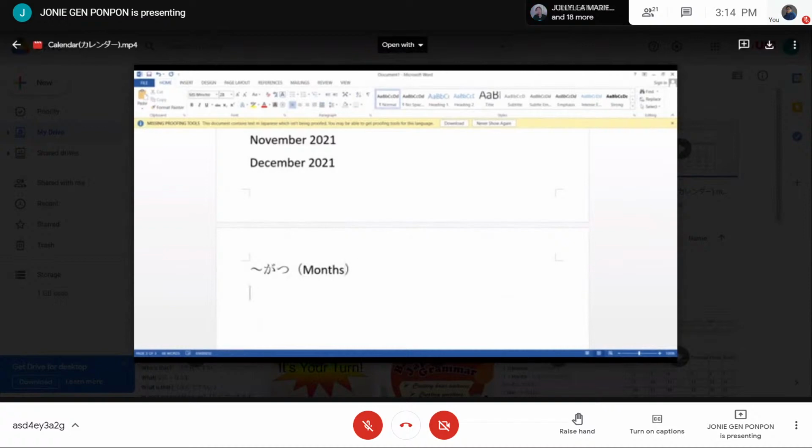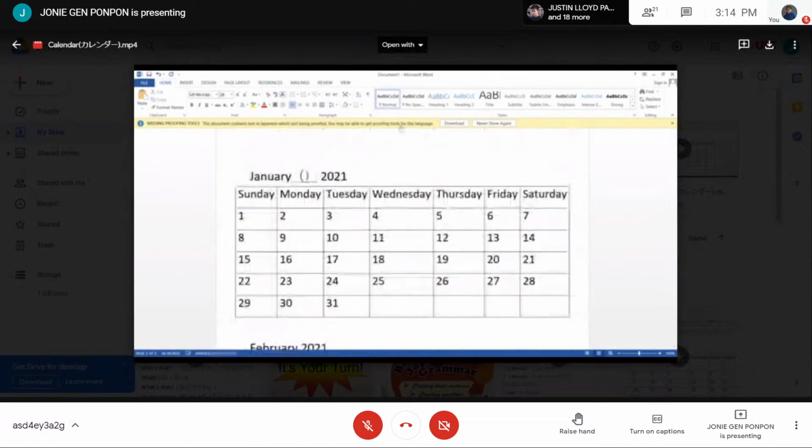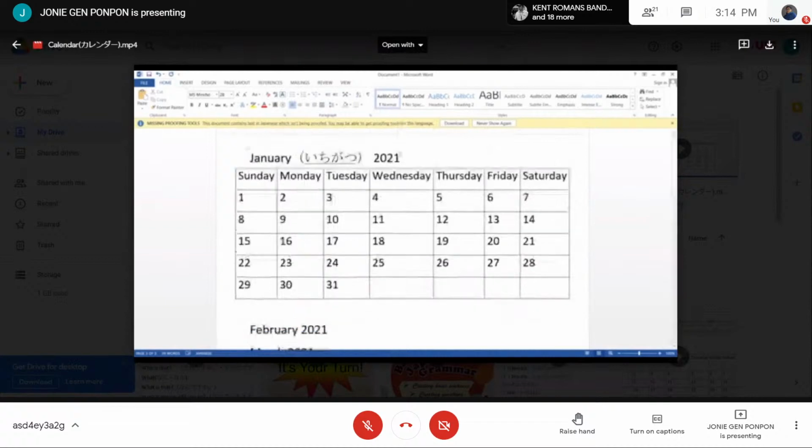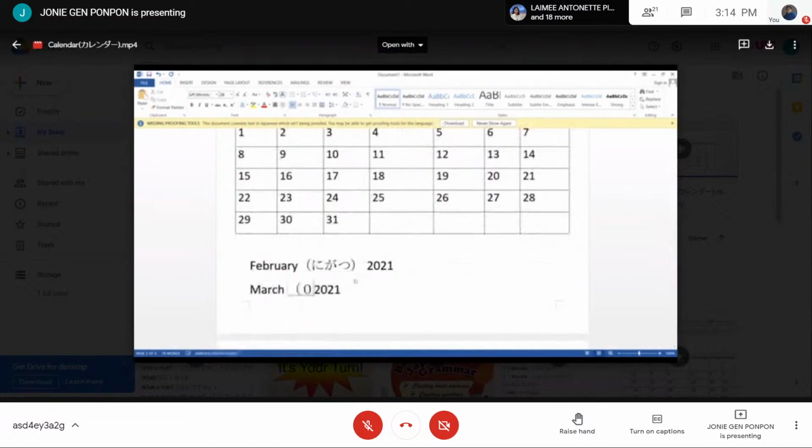Months. Okay, that is gatsu. So ichigatsu is January. Ichigatsu is January. February is nigatsu. March is sangatsu.